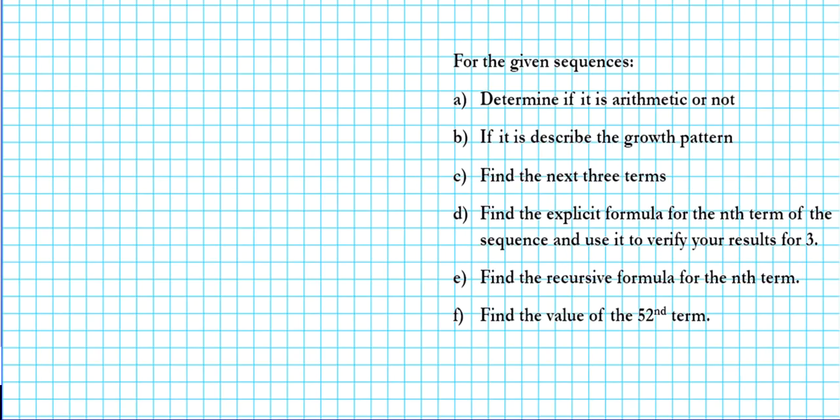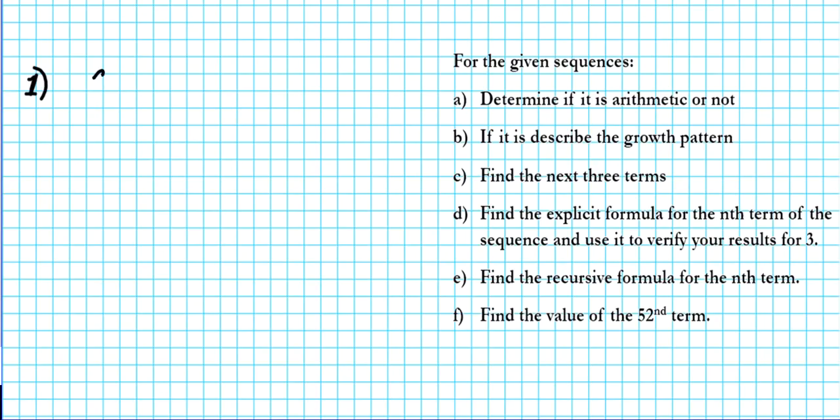Part D, we have to find the explicit formula for the nth term, and then we'll use the explicit formula we derived to verify if the result we got in part C is in fact correct. Part E, we'll find the recursive formula for the nth term, and then lastly we'll find the value of the 52nd term.